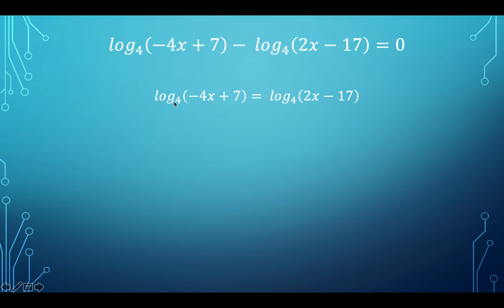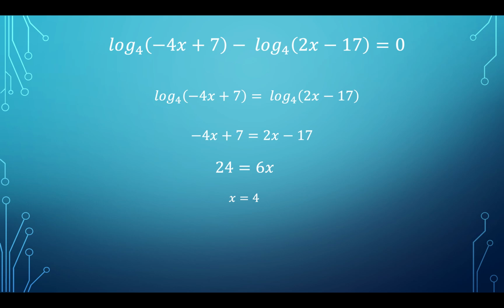So now we're left with log base 4 of negative 4x plus 7 is equal to log base 4 of 2x minus 17. They both have the same base, so we could set them equal to each other. So now we have negative 4x plus 7 is equal to 2x minus 17. Combine like terms, so we're left with 24 is equal to 6x. Divide each side by 6, and we get our answer, x is equal to 4.